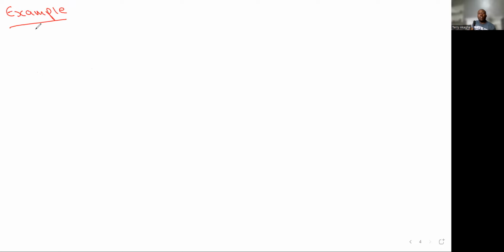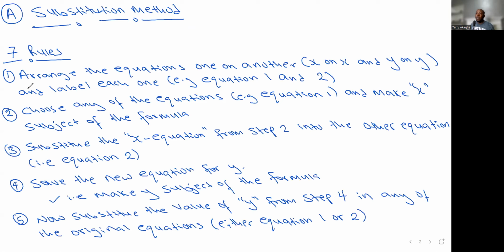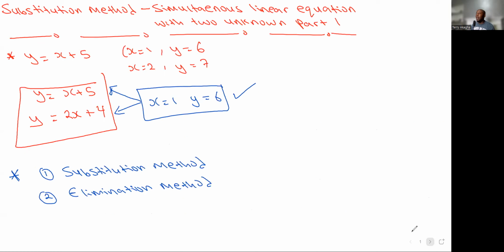And we're given this simultaneous equation, 3x plus 2y is equal to 8. And we're given 2x plus 5y is equal to minus 2. Now we're told that we should solve this simultaneous equation and find the values for x and y that would satisfy this. Step 1. They said we need to arrange the equations one on another, x on x and y on y, and label each one. So let's do that now.